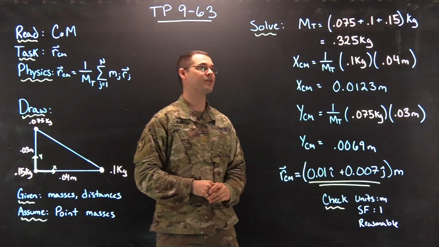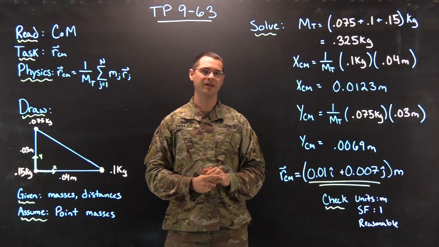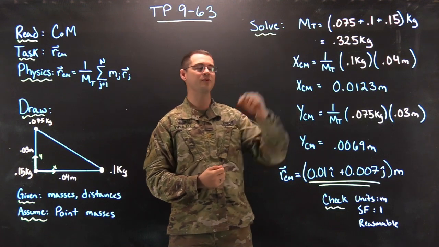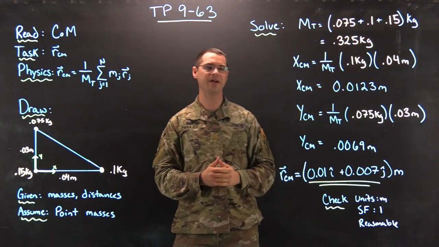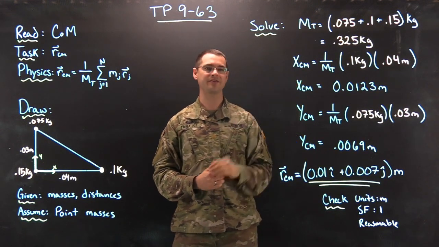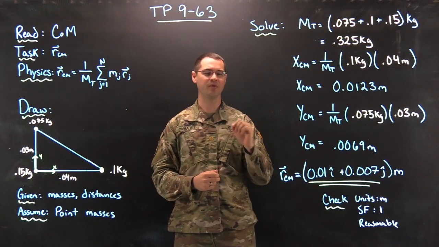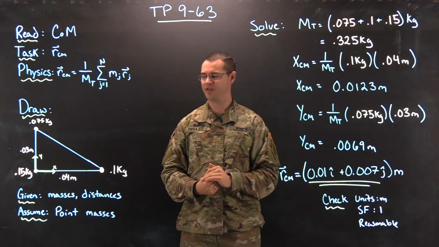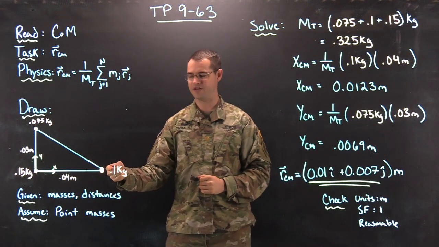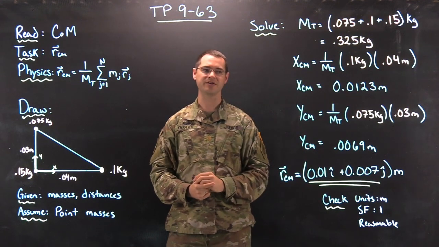In our solve step, the first thing I did was calculate the total mass of our system. We need it to calculate the center of mass for the entire system. And the total mass is simply the summation of all of our individual masses. Next, I calculated the center of mass for the x direction, which is 1 over the total mass times the summation of each of our point masses where x does not equal 0. Now x equals 0 on the y-axis, so our only mass that we need to sum up is our 0.1 kilogram mass, giving us the center of mass in the x direction.